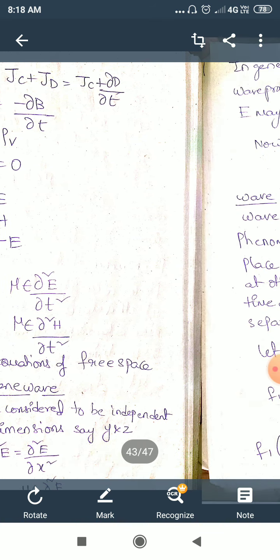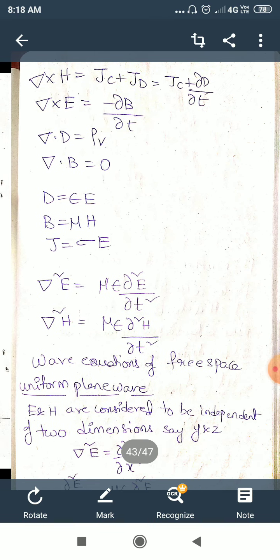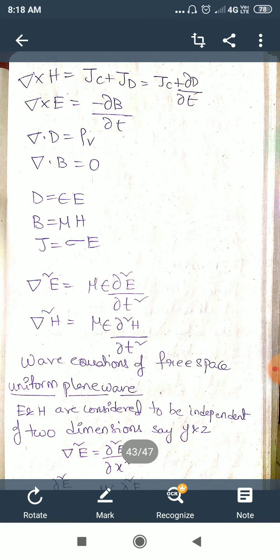So these two equations are the wave equations in a medium, that is del square E equal to mu epsilon dou square E by dou t square and del square H equal to mu epsilon dou square H by dou t square. These are the wave equations. After completing these wave equations in this unit, we have to go through what is meant by a uniform plane wave.